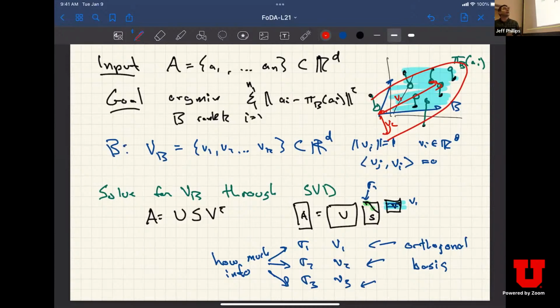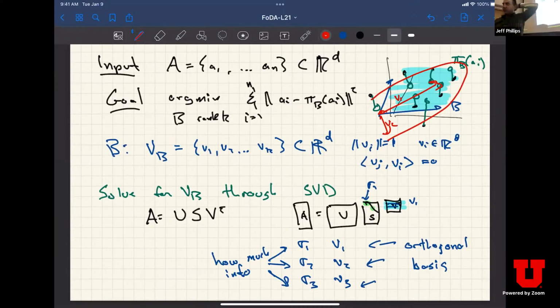They tell you the directions that the data is most scaled in, and then sigma 1, sigma 2, sigma 3, and so forth tell you how much scale is in that data. And this is the best way to fit this data. That's what you're reading off this singular value decomposition.